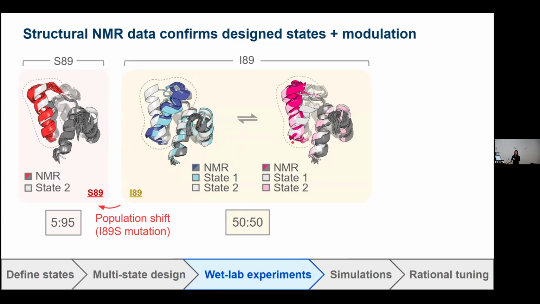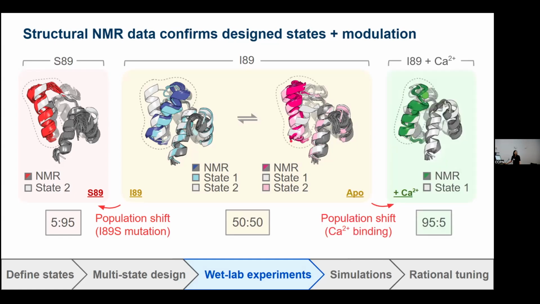And then if you recall, state 1 should be calcium binding competent, so we should also be able to shift the conformational ensemble by adding calcium. And as Magnus mentioned, calcium is a really important secondary messenger, so we were really interested to see if we had coupled ligand binding to the conformational landscape. And indeed, when we saw the structure of I89 now bound to calcium, we're really just seeing one state consistent with state 1, which is preferentially stabilized by calcium.